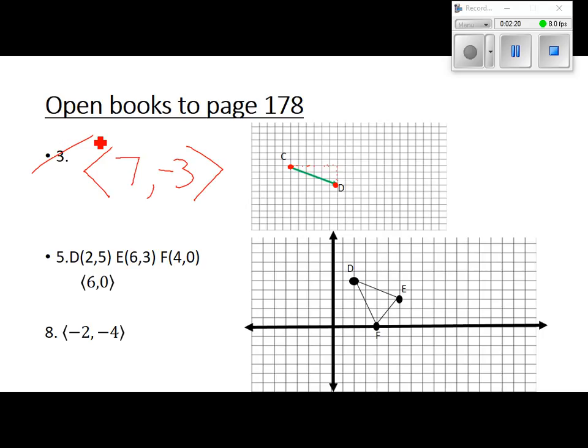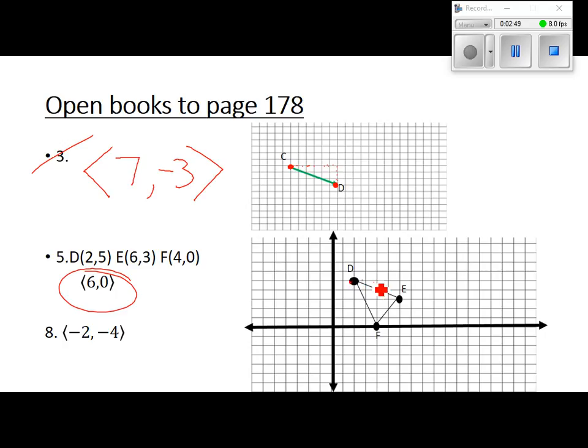Number 5. Number 5, they gave us this triangle. I've graphed it on there already. They want us to use that vector to translate that triangle. Remember, with a vector, what's the first number tell you to do? Left or right? Move left or right. What's the second number tell us? Up or down? Up or down. So when I go over here to D, you're on your graph. All you're going to do to D is move it how? Which way? Right. Right 6.